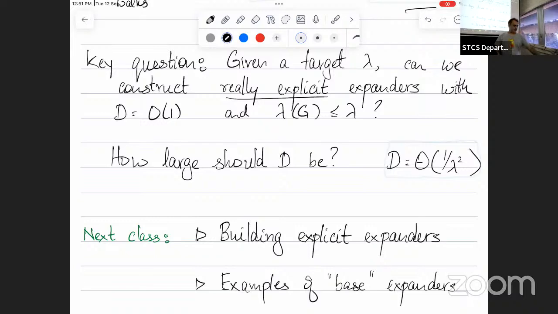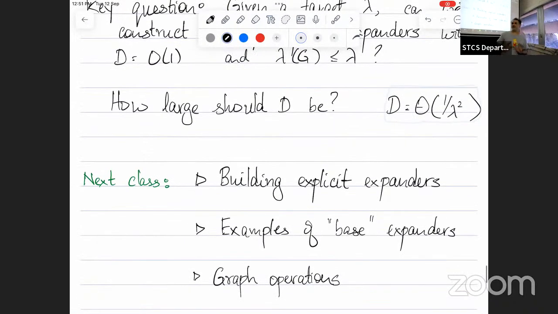So what we will do is we will look at something called graph operations. That is, you start with a graph and then you do operations on the graph that change these parameters in some way. Maybe there are some operations that increase the number of vertices. Maybe there are some operations that reduce the lambda. Maybe there are some operations that reduce the degree. And we will eventually put all of these together to get a family of graphs that have constant degree and the target lambda you care about.